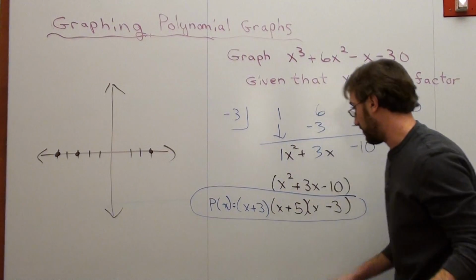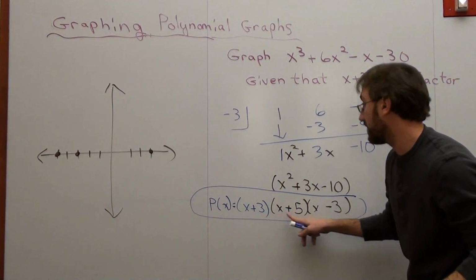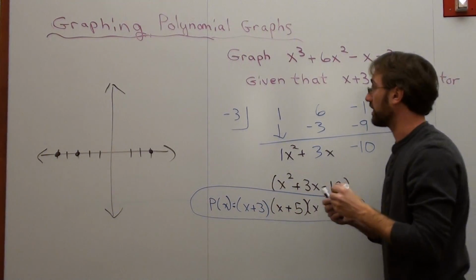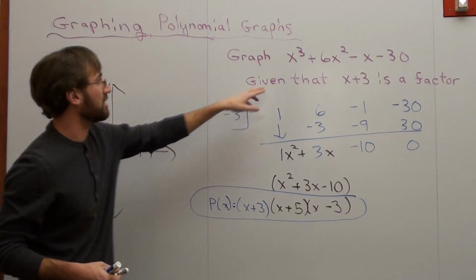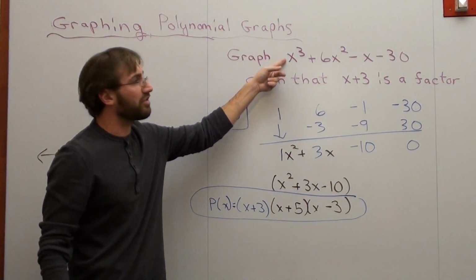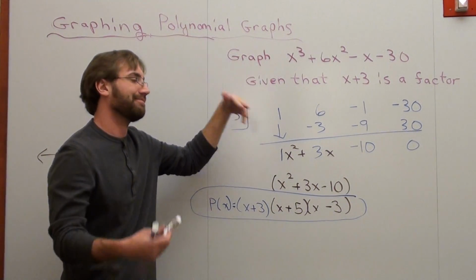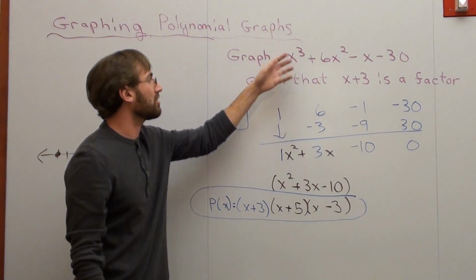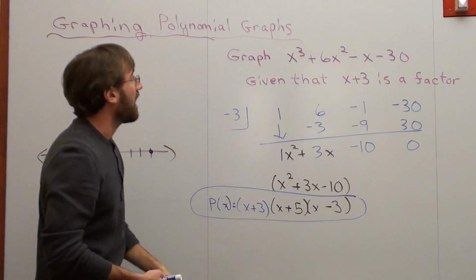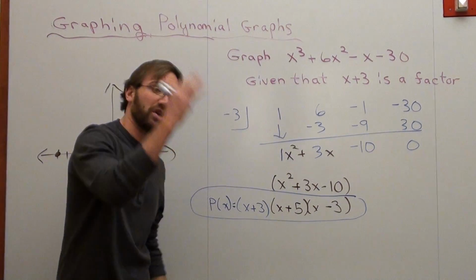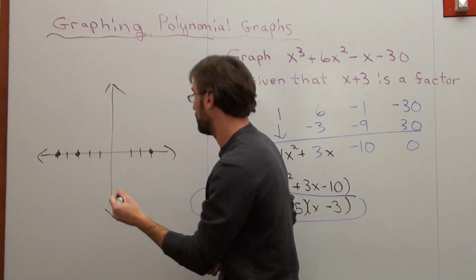Let me just make sure I got that right. -3 I got, -5 I got, and 2 I got. Perfect. And it's a positive function, which means the right arrow is going to go up. It's positive because the number in front of the variable with the highest degree, the leading coefficient, is positive. And it's an odd function, which means one arrow goes up and one arrow goes down.